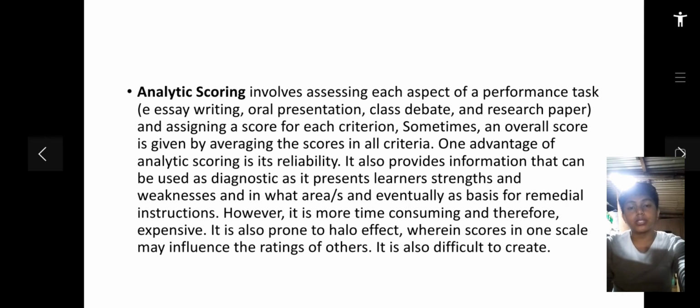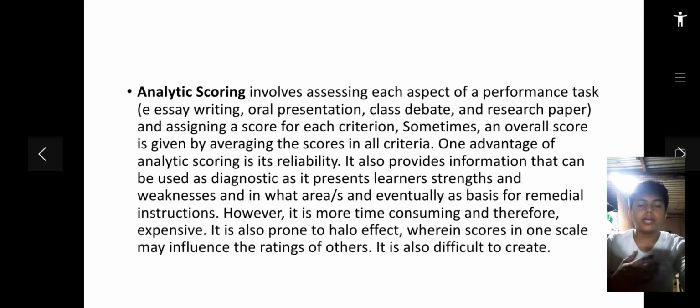Now is analytic scoring. Analytic scoring entails scoring each criterion for a performance task, such as writing an essay, giving an oral presentation, participating in a class debate, and producing a research paper. And also sometimes giving an overall score by averaging the scores across all criteria.